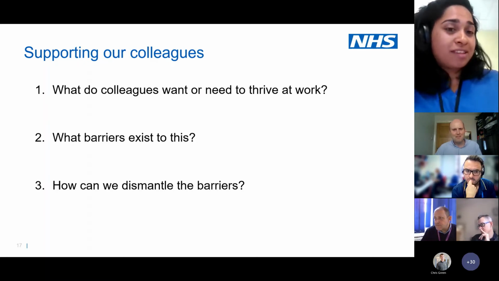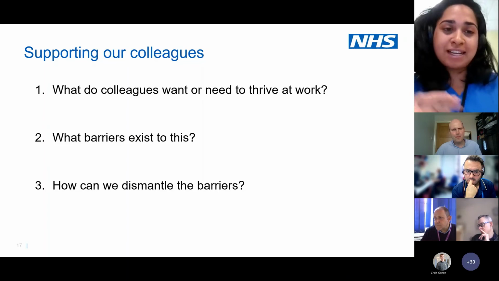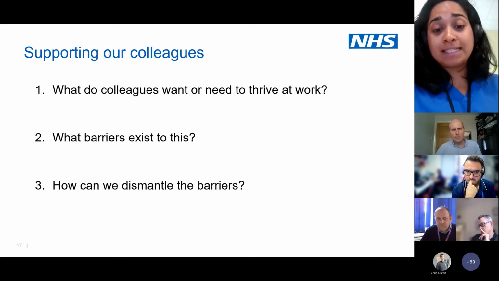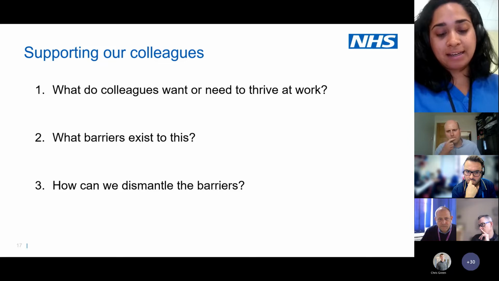And we know that there's a problem here because the NHS staff survey tells us that. And whilst there are loads of positives to take away from the staff survey, I think there is a huge amount of learning for us to do about listening to what our workforce and our colleagues are telling us about the barriers to us thriving in the workplace.